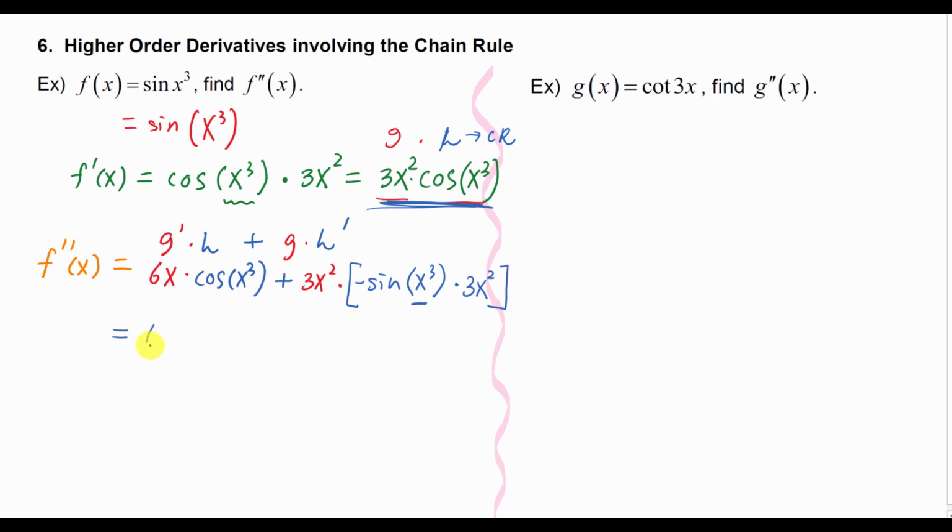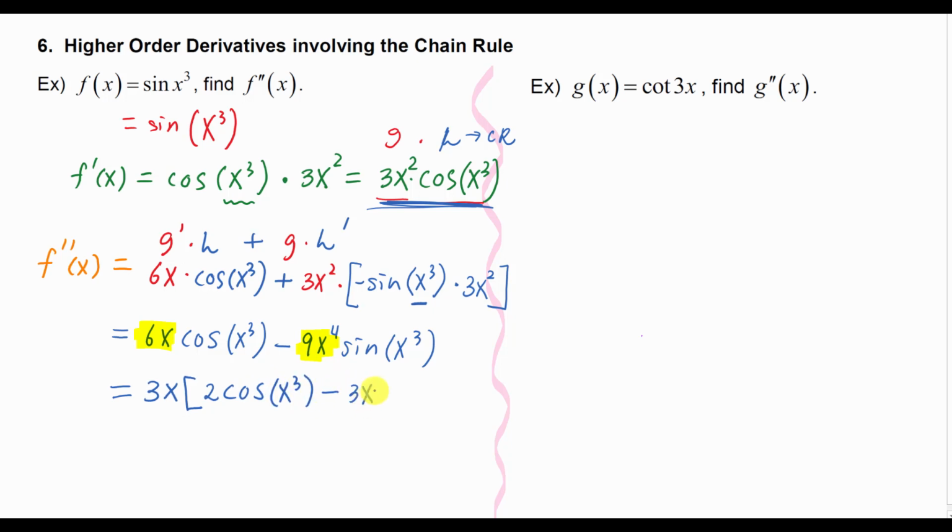So now I just need to simplify this and I have a second derivative. This is equal to 6x cosine x cubed minus 3x squared times 3x squared, which is 9x to the 4th power sine x cubed. And we have to write the answer in factored form. So let's factor this answer. Common factor of these two terms is 3x. So factor out 3x. Open bracket, then I will have 2 cosine of x to the 3rd power minus 3x to the 3rd power sine of x to the 3rd power. And that will be my f double prime of x.